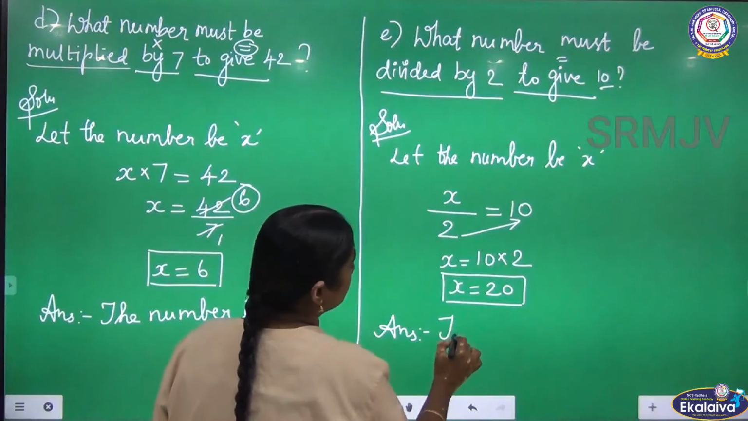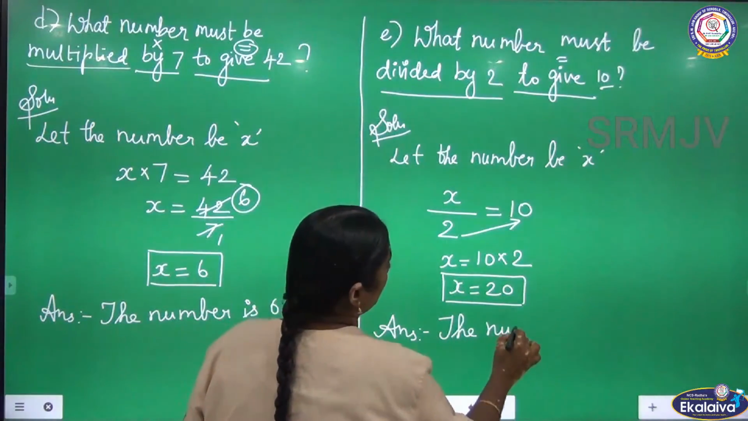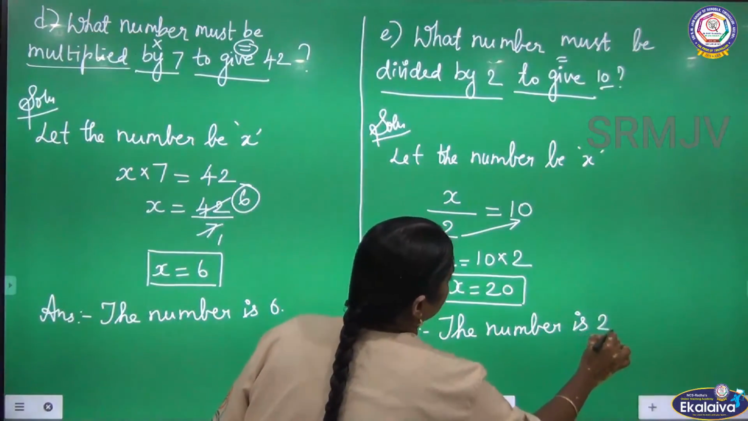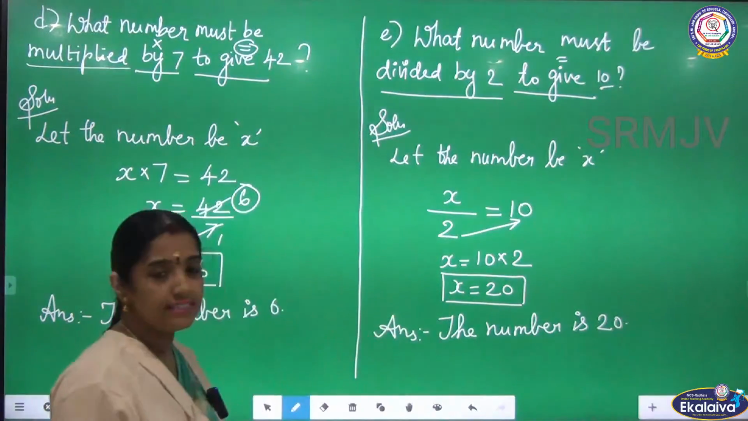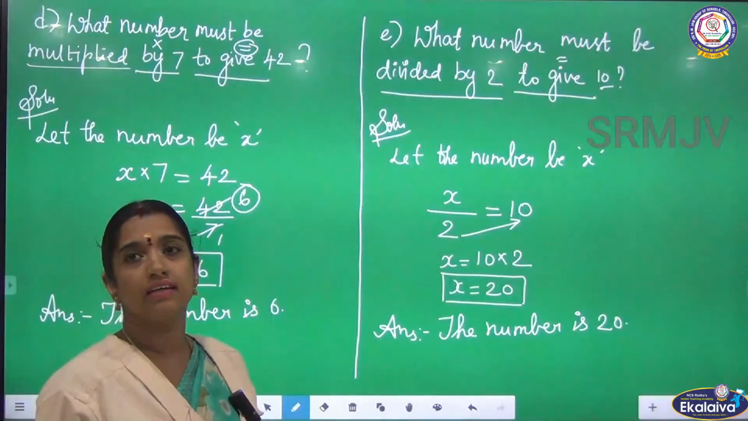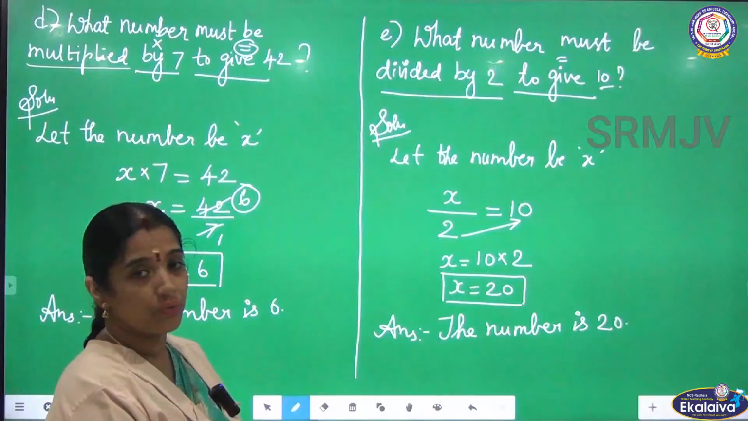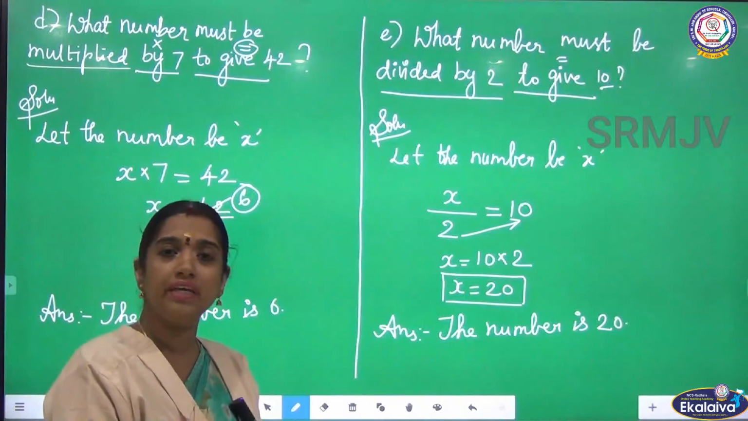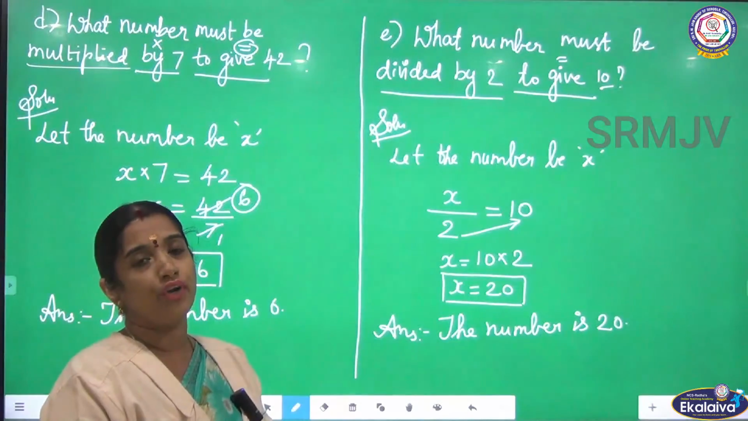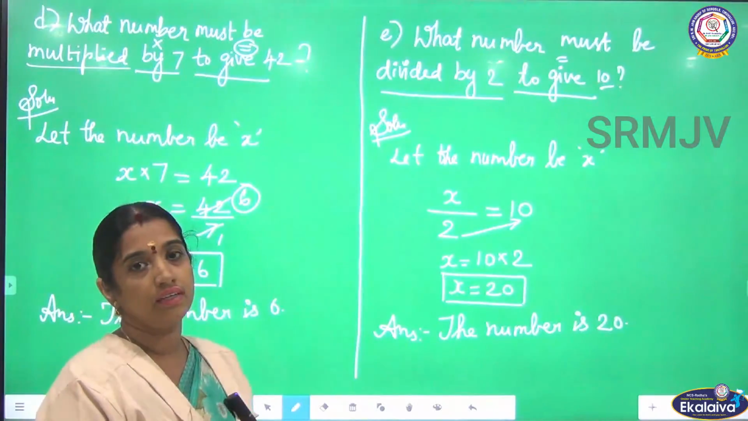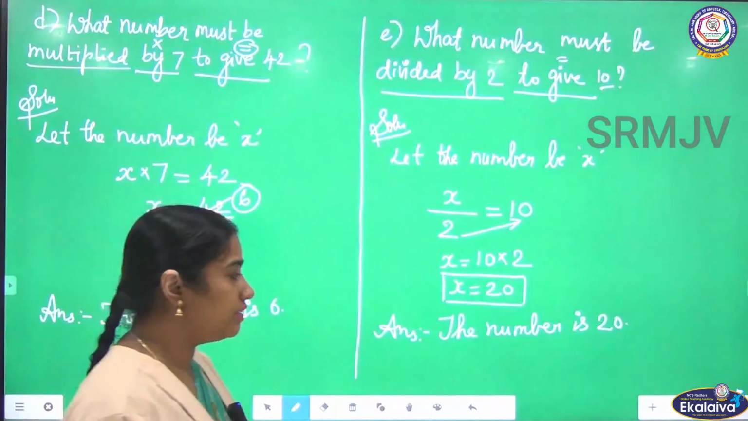The number is 20. Clear this? Can you clear this? So, like this, according to the question, I am going to frame the equation and then solve that. Any doubt in this? Shall I move on to the second one?